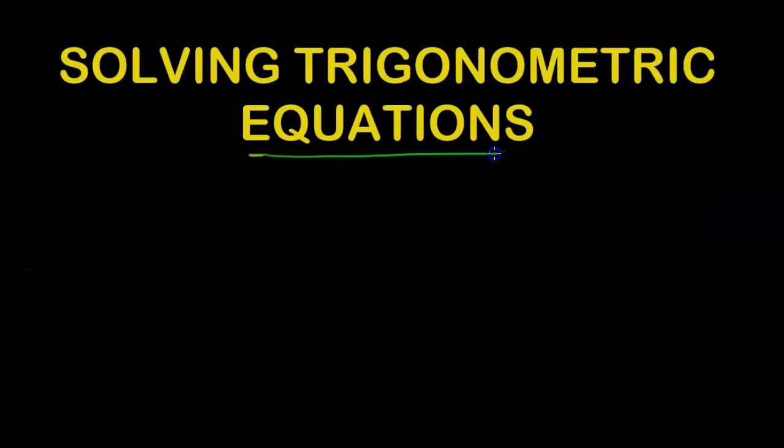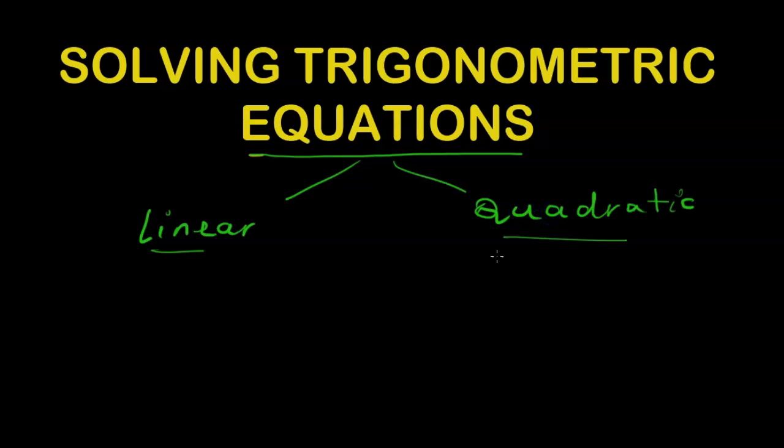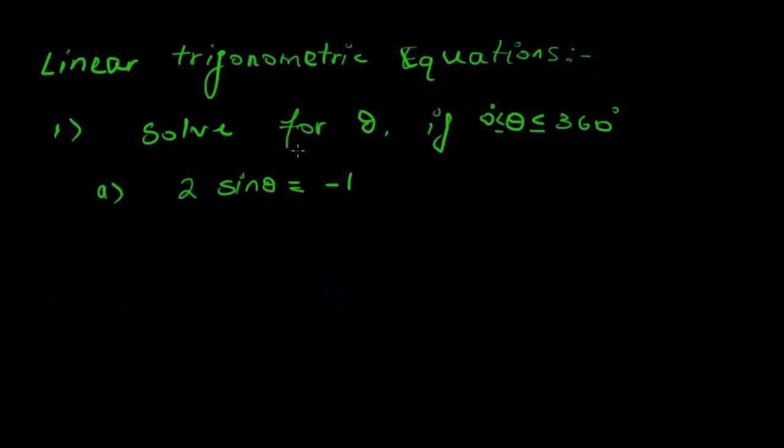So the equations in this video lesson will be of two types that we will be solving. One is the linear equations and the other is quadratic equations. Both the linear and quadratic equations will have trigonometric ratios in there. Let's first take the examples of linear trigonometric equations. Let's say we have to solve for theta if theta lies in between 0 and 360 degrees.